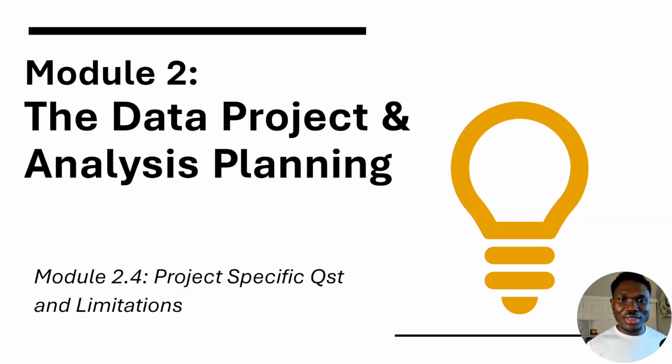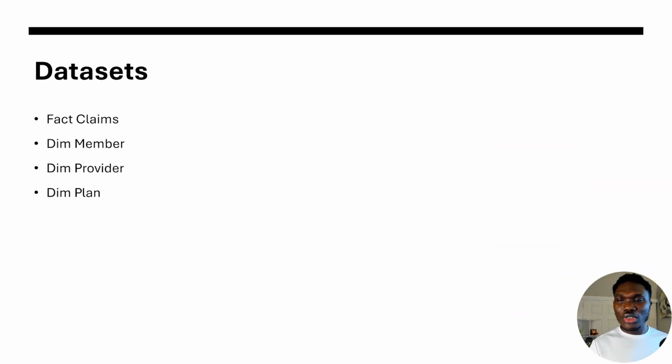Let's get into this. So this one we are talking about module two, which is the project planning and analysis, and I think this is one of the most important parts of this. I've taken the time to understand the data, and I came up with questions. What I would have assumed is for you to open up your data sets and pause this video back and forth to see the questions that I came up with. But before we go into the data set, remember that we have four data sets, which are the fact claim, the dimension table for member, the one for provider, and the one for plan.